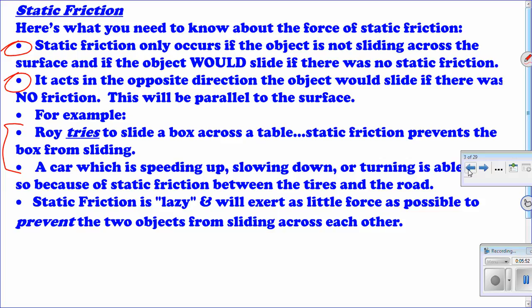The next thing to know about static friction is this. I always describe it as static friction is lazy. It doesn't always exert as much force as it can. It just exerts as much force as it needs to. As long as it can prevent the sliding, it'll do that by exerting as little force as possible. Eventually there becomes a point when it can't exert that force, and that's when it starts to slip.